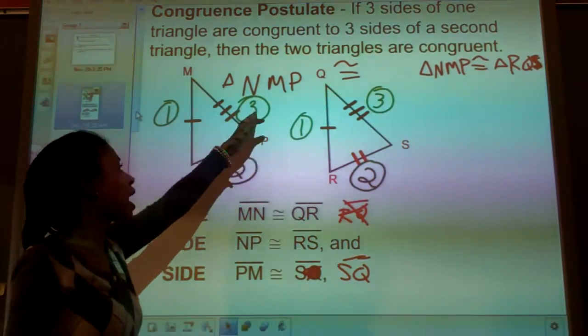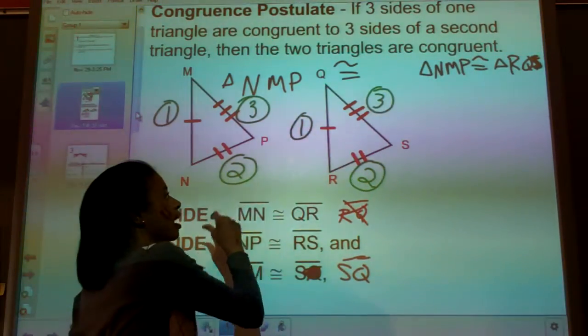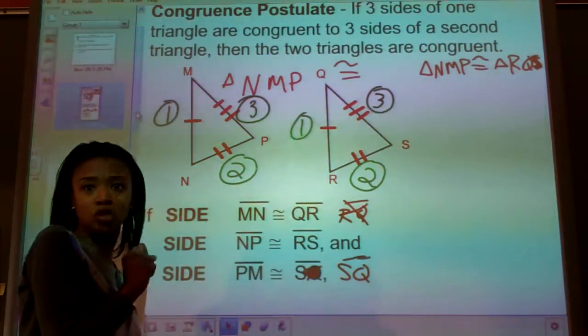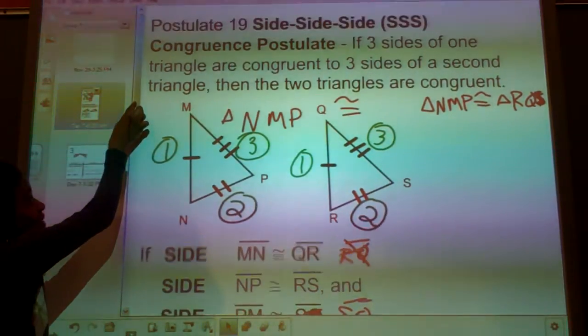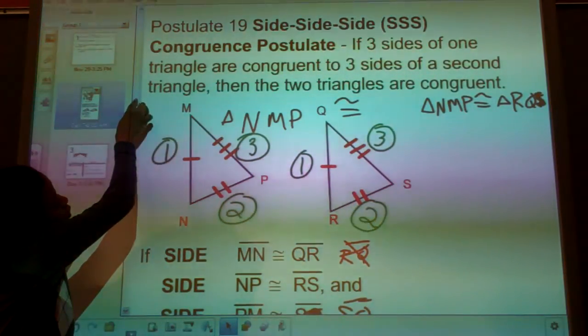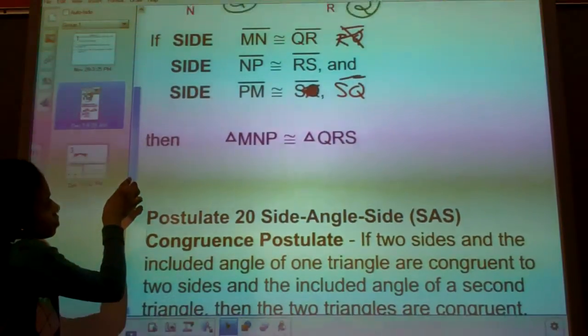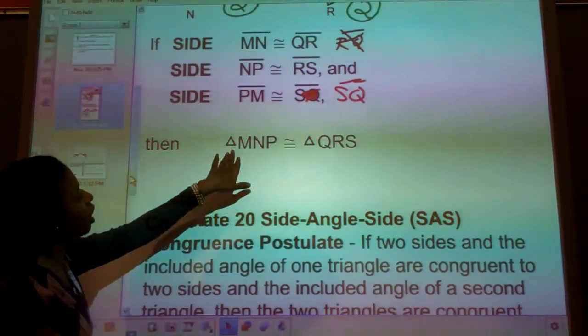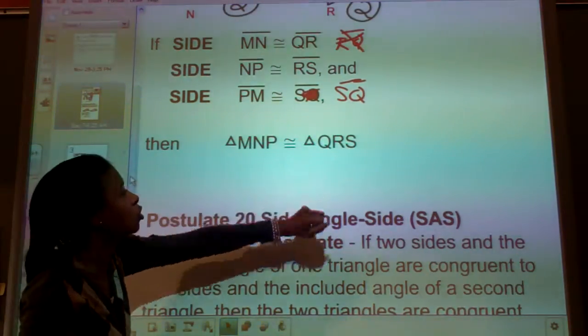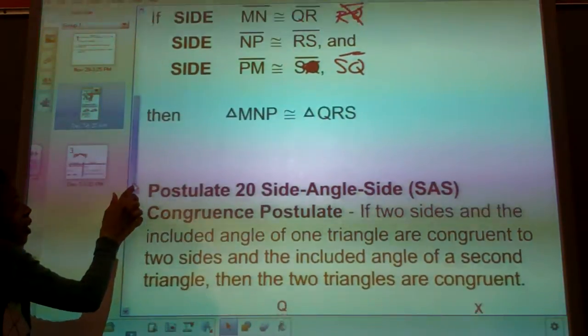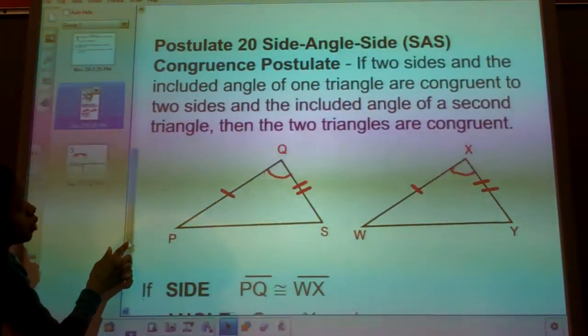When I have three sides exactly the same length or measure on the second triangle as on the first, they will be congruent by side, side, side congruence. Next, well, here's our congruent statement, which I wrote at the top. Triangle MNP is congruent to triangle QRS. Moving on to postulate number 20.